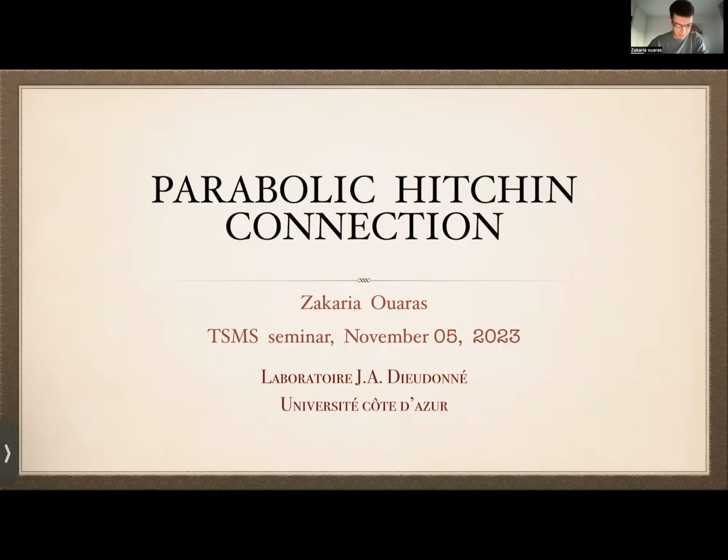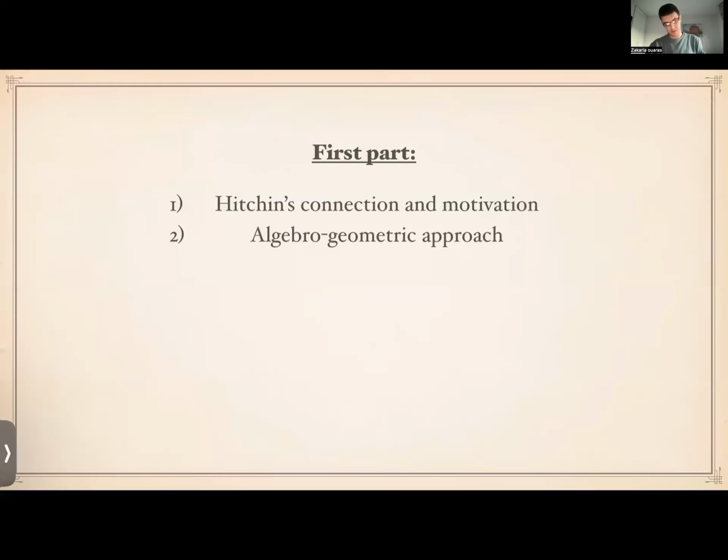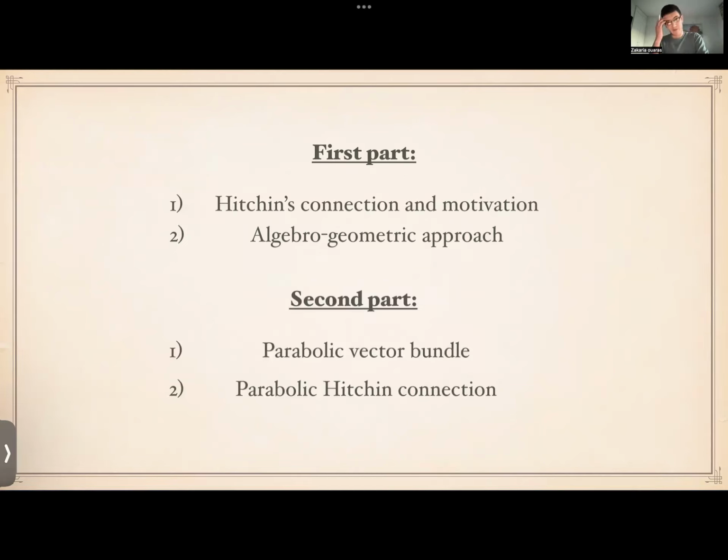So today we'll talk about the construction of the parabolic Hitchin connection done in my thesis. It will be in two parts. The first part will be about the Hitchin connection and motivation. After that, I will give an algebro-geometric approach to construct such a connection. In the second part, I will talk about parabolic vector bundles, their moduli spaces, and some of their properties. And finally, I will give the construction of the Hitchin connection in this parabolic setting.